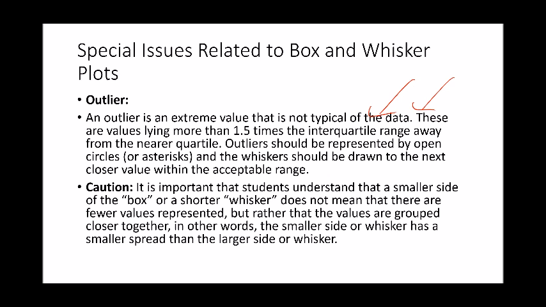One note of caution, though: it is important that you as students understand that a smaller side of the box or a shorter whisker doesn't mean that there are fewer values represented in that part of the box. It just means that the values are grouped closer together. In other words, the smaller side or the smaller whisker has a smaller spread than the larger side or the larger whisker.